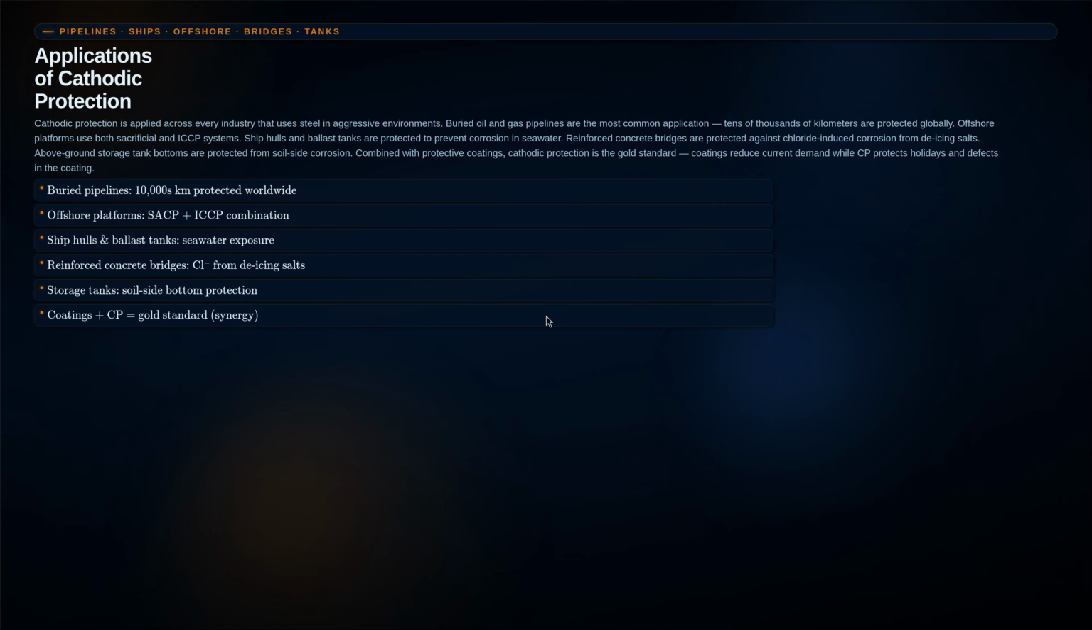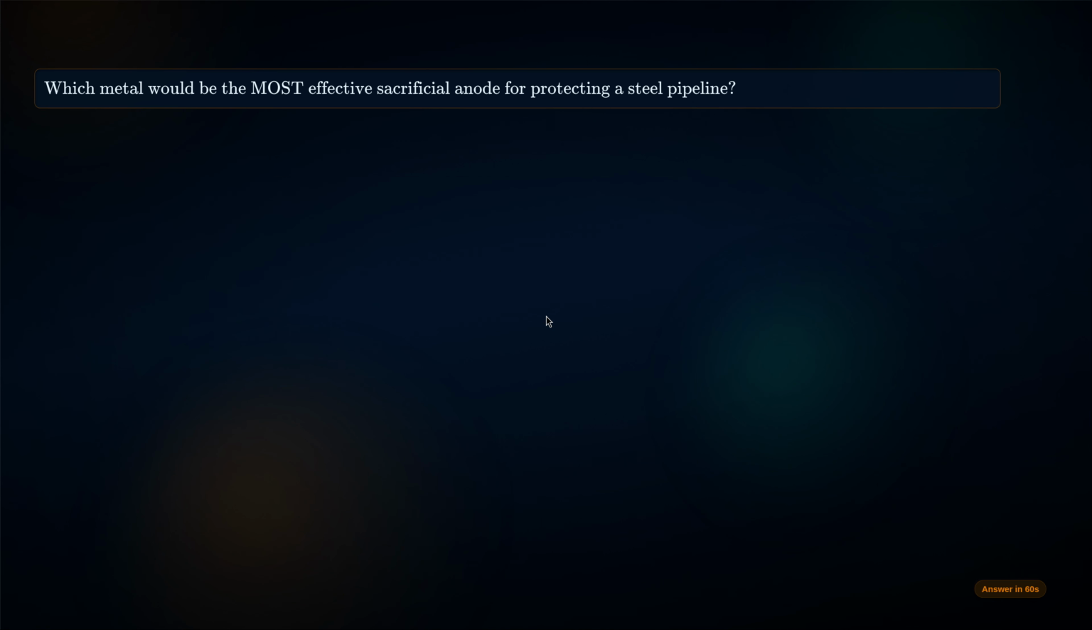Reinforced concrete bridges are protected against chloride-induced corrosion from de-icing salts. Above-ground storage tank bottoms are protected from soil-side corrosion. Combined with protective coatings, cathodic protection is the gold standard. Coatings reduce current demand, while cathodic protection protects holidays and defects in the coating.